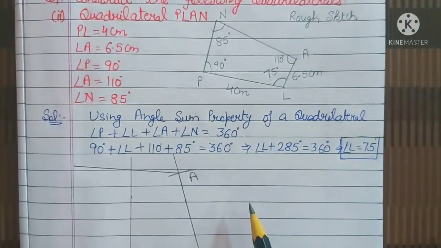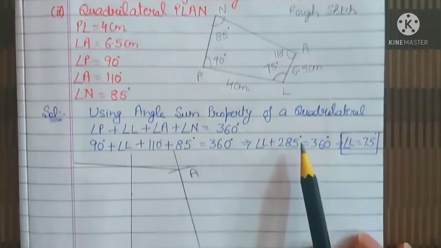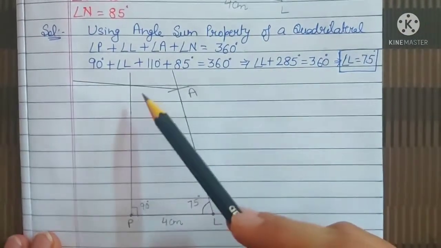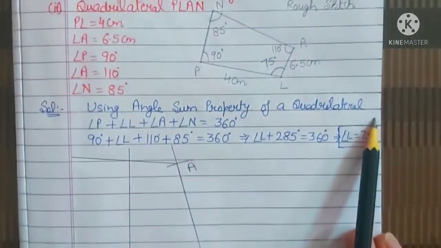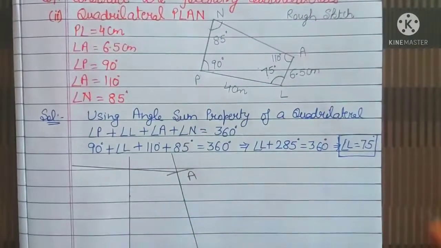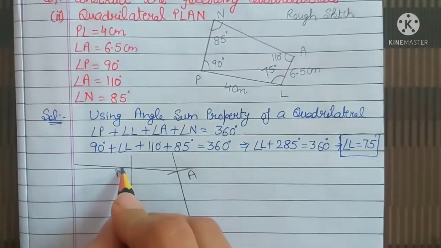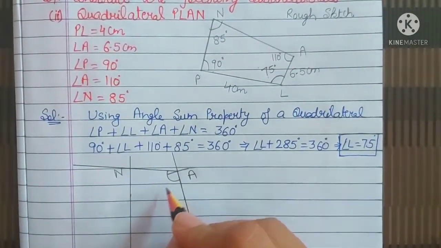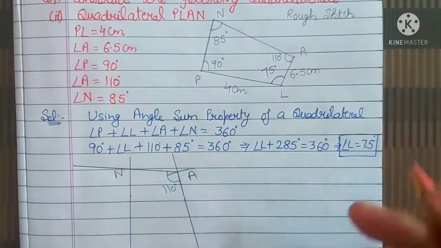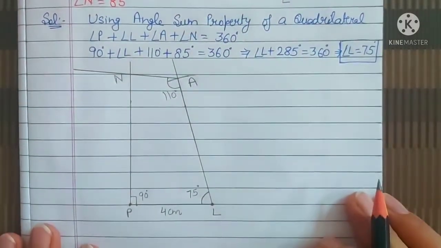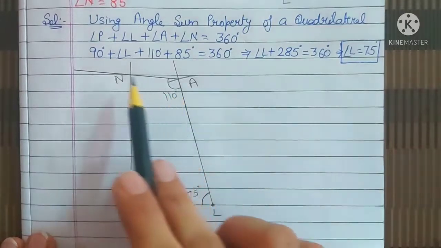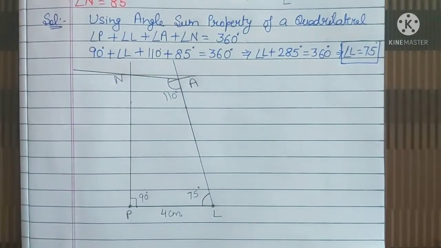Students, I am going to repeat. By the intersection of these two lines we will get the fourth point of the quadrilateral, that is point N. So here it will be N, and this angle will be 110 degrees. So PLAN is our required quadrilateral.